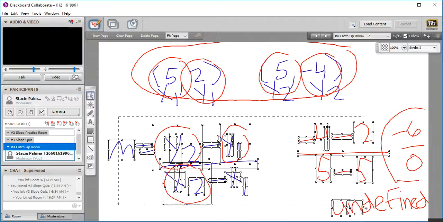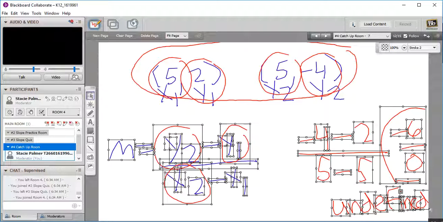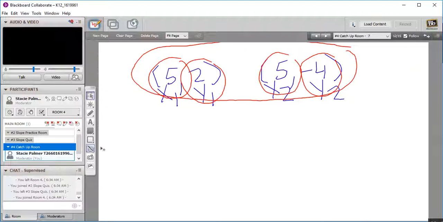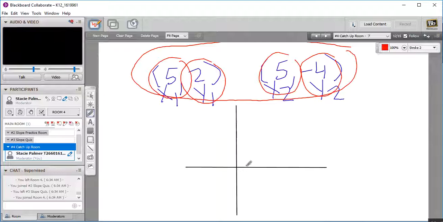Now I actually want to graph this line for you so that you can see what this looks like. If we were to plot both of these points on a coordinate plane, (5, 2) would be to the right 5 and up 2, and (5, -4) is to the right 5 and down 4. Can you guys see that this gives us a vertical line, doesn't it? And remember, anytime you have a vertical line, the slope of any vertical line is always going to be undefined.